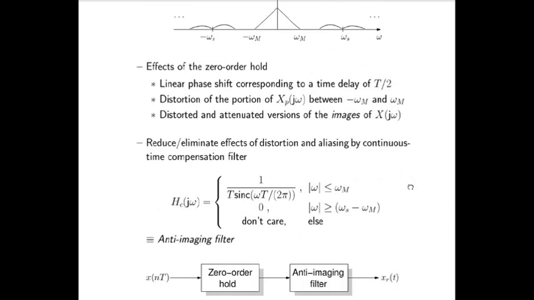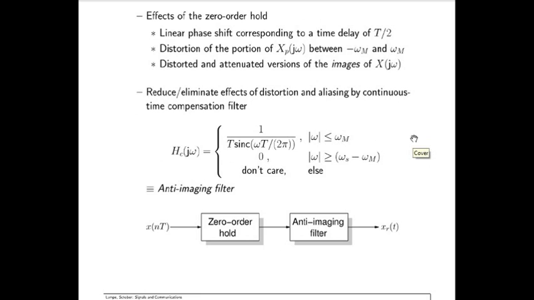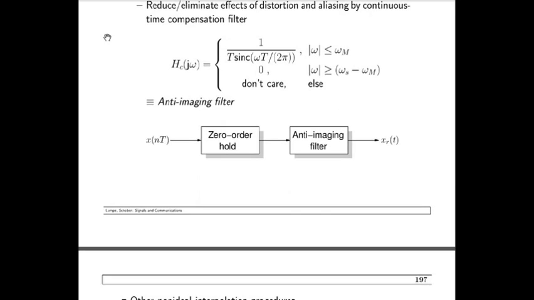We can reduce or eliminate the effects of distortion and aliasing by adding one more filter, the continuous time compensation filter, also called the anti-imaging filter, and its frequency response is this. So if I pass the signal first through the zero order hold interpolator and then through the anti-imaging filter, I'll get my signal Xr(t), which will be very nearly equal to our original signal x of t.